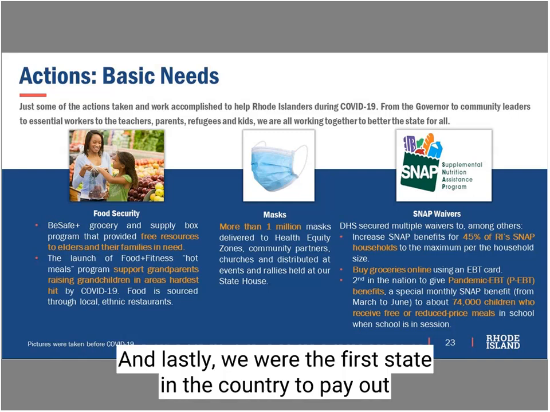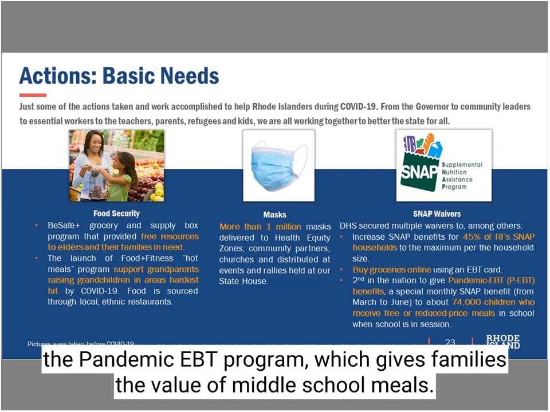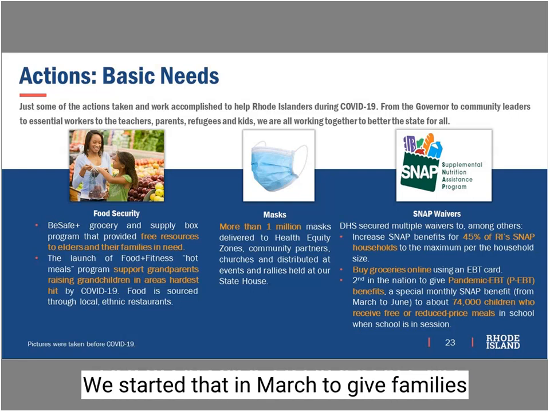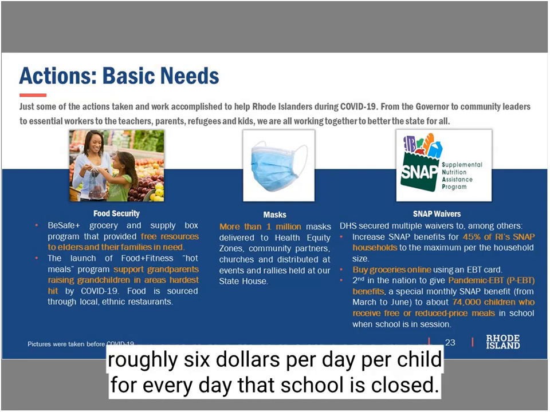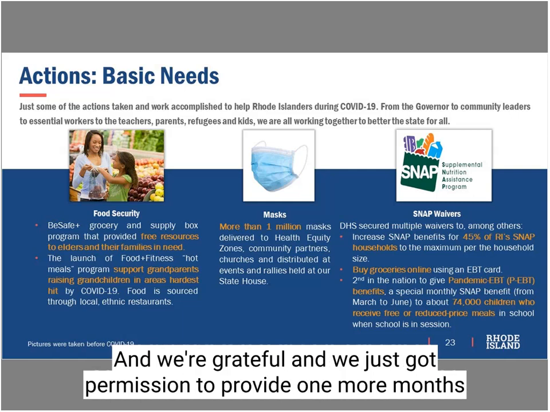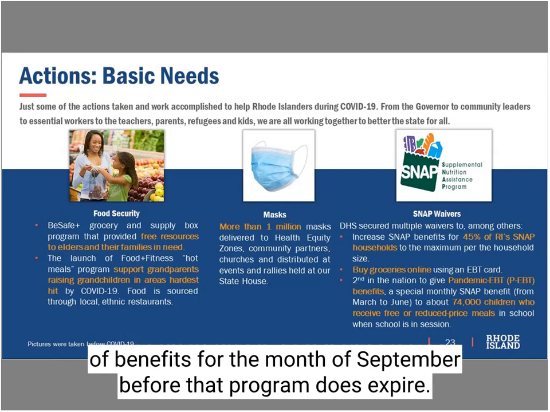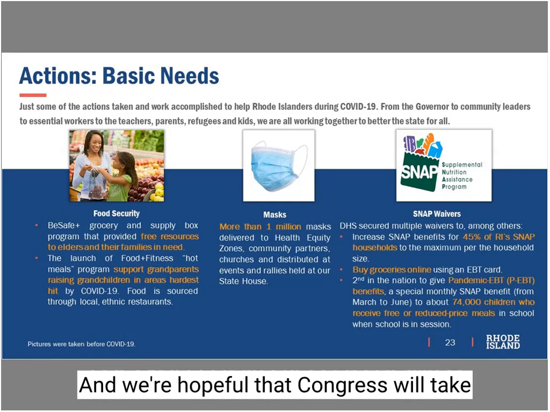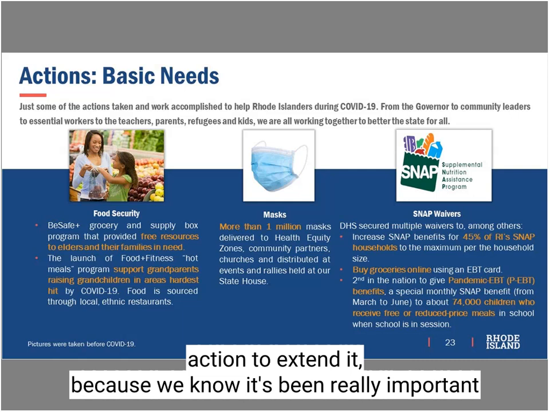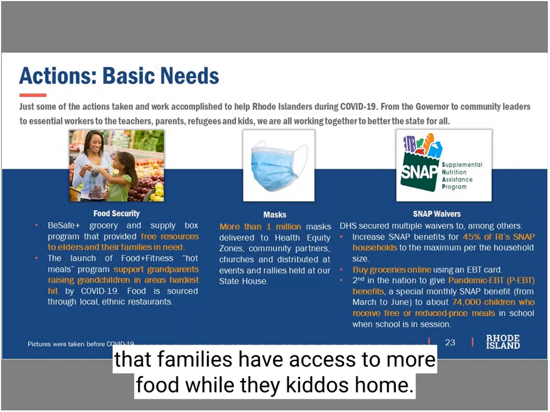And lastly, we were the first state in the country to pay out the pandemic EBT program, which gives families the value of missed school meals. We started that in March, and it gives families roughly $6 per day per child for every day that school is closed, and we're grateful that we just got permission to provide one more month of benefits for the month of September before that program does expire, and we're hopeful that Congress will take action to extend it because we know it's been really important that families have access to more food while they have kiddos home.